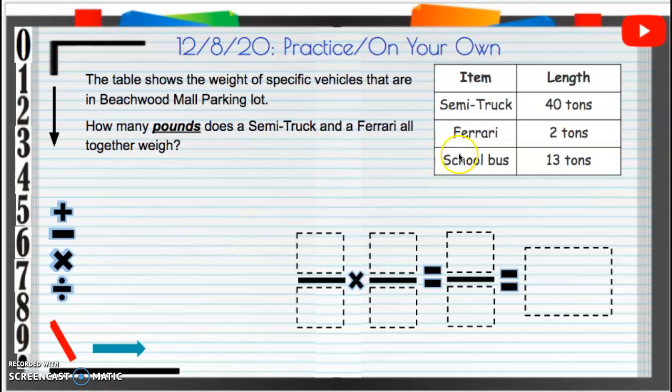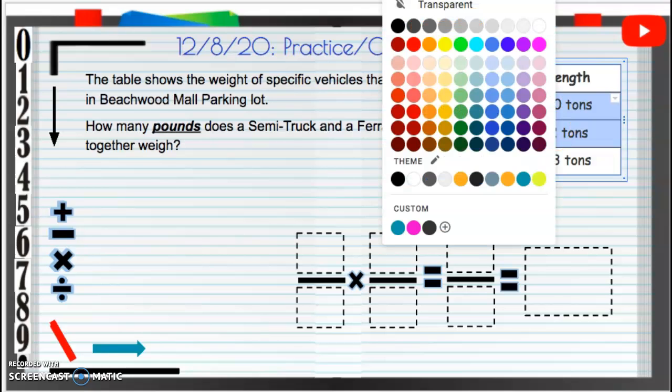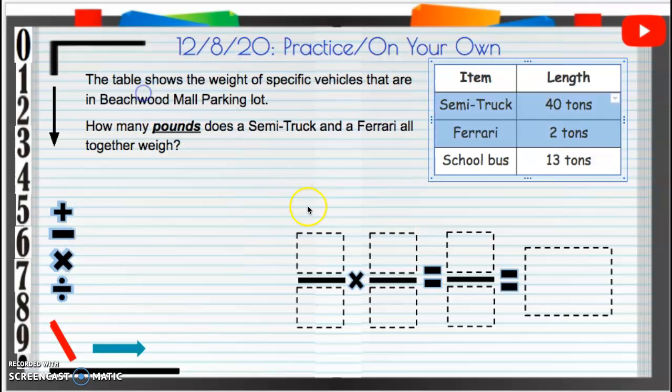All right, so we need to look at the semi-truck and the Ferrari. So right here, a semi-truck weighs 40 tons and a Ferrari weighs 2 tons. So I'm going to put that in like a greenish. So we have our semi-truck, which is 40 tons, and Ferrari is 2 tons. Well, what are we going to do with that 40 and that 2? We're going to add them.